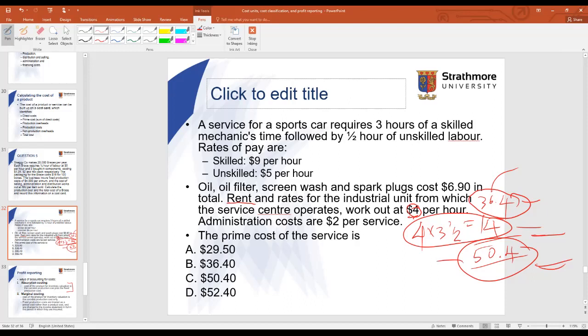Now, in the part about marginal costing and absorption costing, you see that if the company is using the marginal costing method, then when determining the cost of the product, we only include the variable costs. In this context, the variable costs were labor costs, which was here, plus the material cost, which was equal to 6.9.